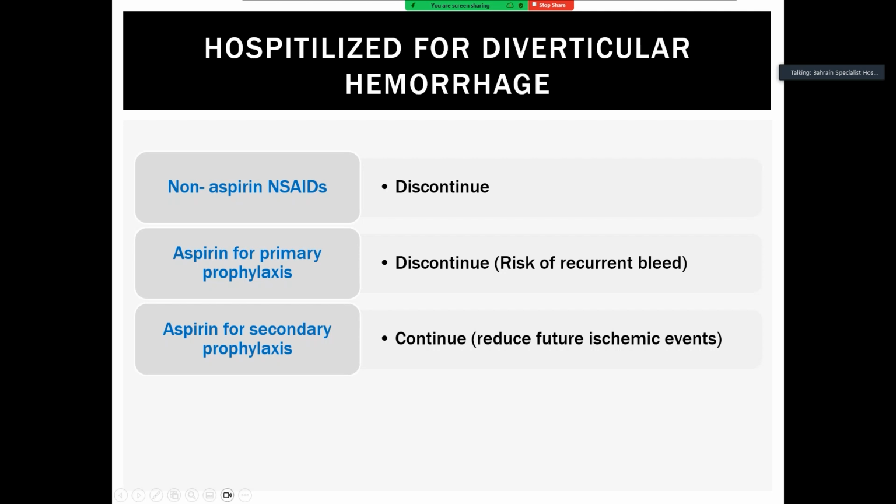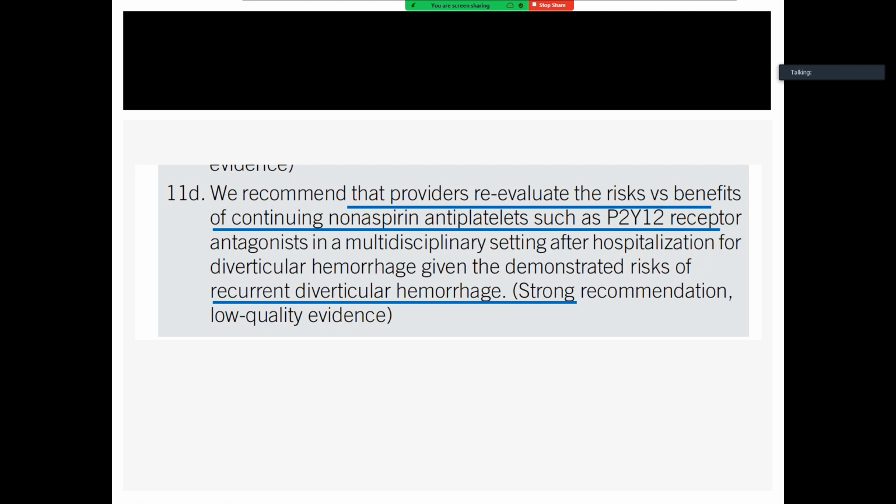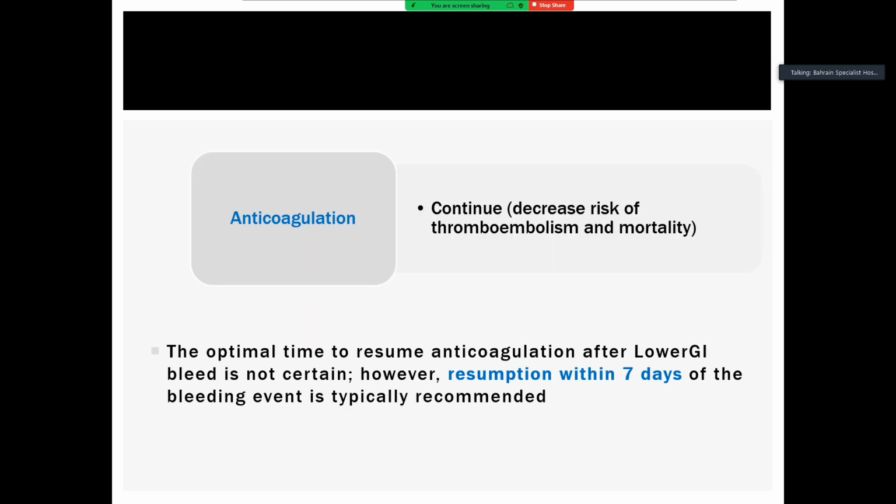If the aspirin is used for secondary prophylaxis, it can be continued, but the patient has to be informed, and we need to keep an eye on the patient. There is a risk of bleeding, but we need to continue the aspirin to avoid future ischemic events. For P2Y12 inhibitors like clopidogrel, we need to sit with the multidisciplinary team to discuss the risk and benefit of continuing these agents, because there is a high risk of recurrent bleed in these patients, but we need to keep in mind the thrombotic and cardiovascular risk factors of the patient, and we have to decide accordingly.